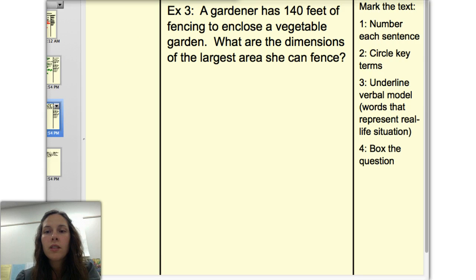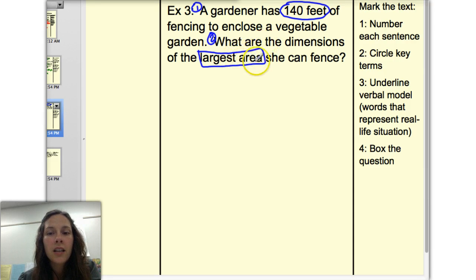Last question. This one's a little bit trickier. We actually have to set up the equation on this one. All right, marking the text, we've got 2 sentences. Circling any key terms, this information obviously is important. We have 140 feet of fencing. We're trying to enclose a vegetable garden. Underline any verbal models. We really don't have any verbal models in this one. Boxing the question, we are looking for the largest area. So we have to create the model.